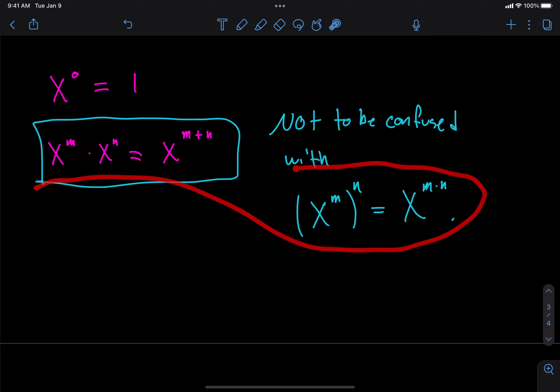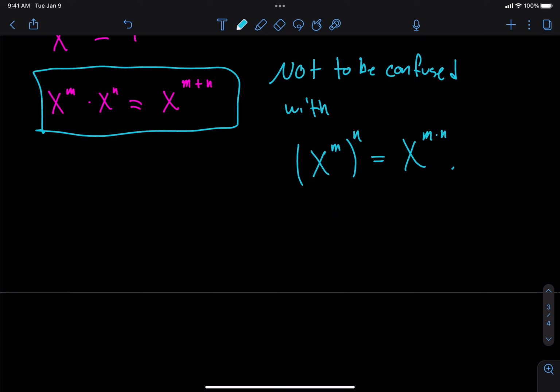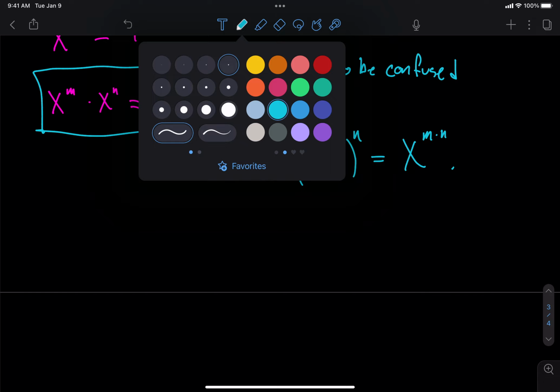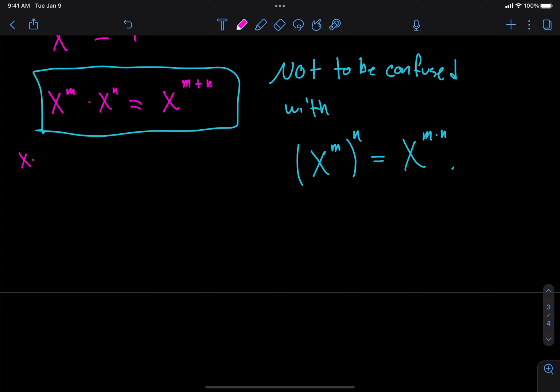These two rules were confused by students on the exam by about 50% of our students in the class. So this is definitely something that I would recommend you spend some time on, making sure that you have the difference between these two down. And it's not hard to see why if you just write it out. x to the m times x to the n is what? x times x dot dot dot times x, where we do that m times.